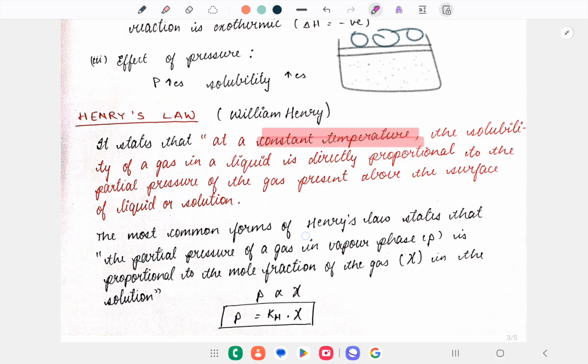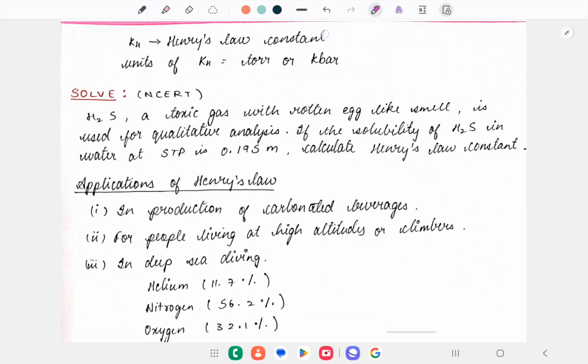The most common form of Henry's law states that the partial pressure of the gas in the vapor phase is proportional to the mole fraction of the gas in the solution. That is, the partial pressure is directly proportional to the mole fraction, and when we remove the proportionality, we get a proportionality constant, which is Kh. This is called Henry's law constant, and its units are kilobar or torr. A question is provided for you to solve, and you'll know the answer in a while.